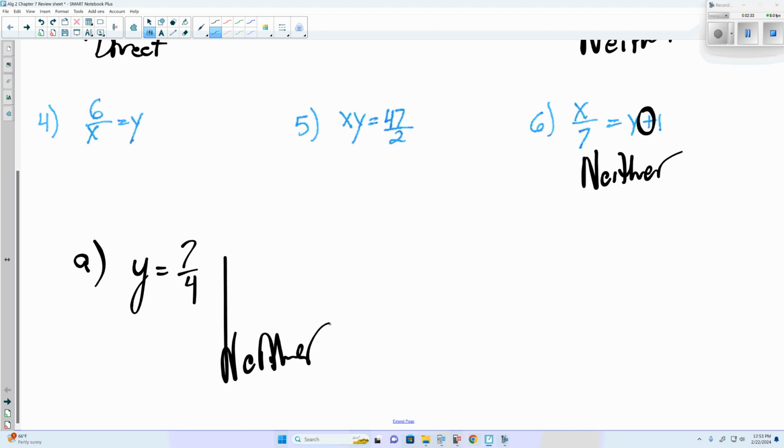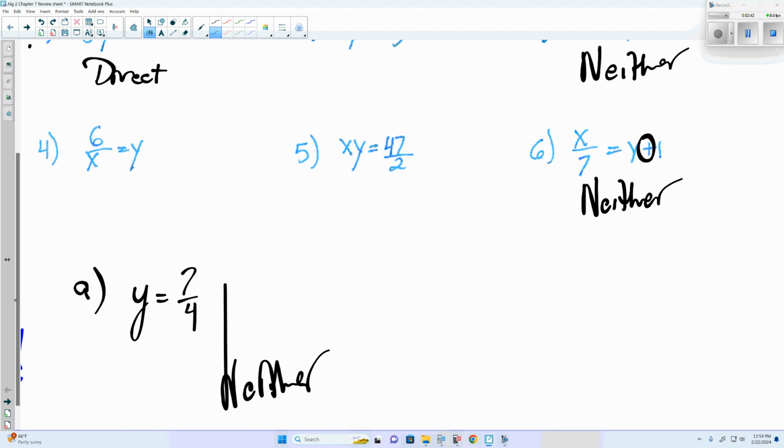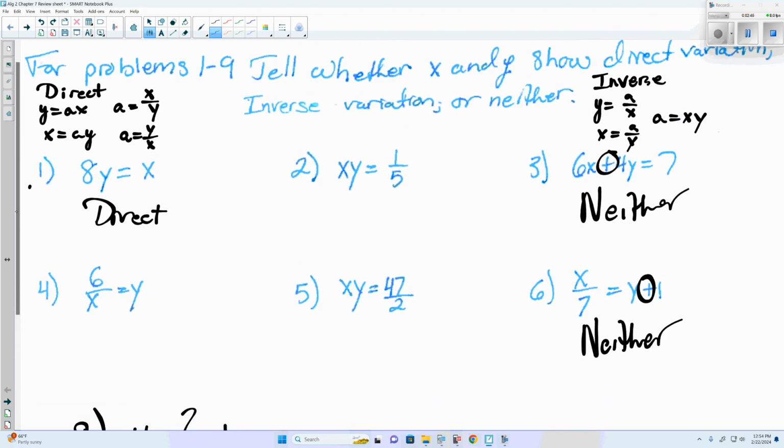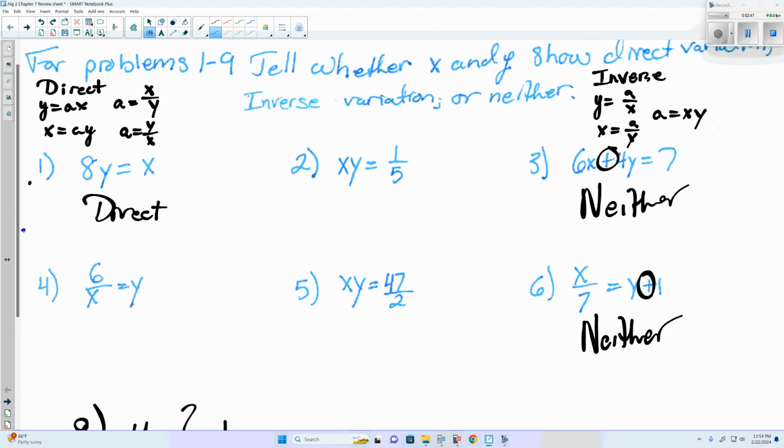But again, any of these here have to have x and y. If they don't, it's neither. So if one of them shows up without a variable x or y, and it only has one, it would be neither. It's not something we directly covered, but all the ones we have with direct or inverse have to have x and y. We have to have two variables. If it has just one variable, it's not going to be direct or inverse.